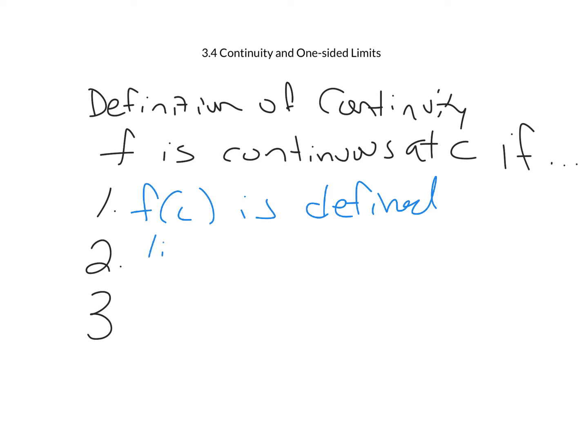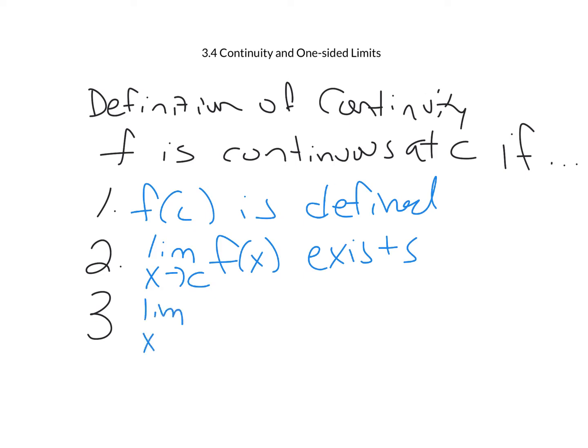Two, the limit as x approaches c of f of x exists. So if the limit exists, you pass step 2. Yay. And 3, the limit as x approaches c of f of x needs to equal f of c. So pretty much 1 and 2 need to equal the same thing. If 1 and 2 equal the same thing, and that same thing isn't undefined, then guess what? You're continuous. Woohoo!